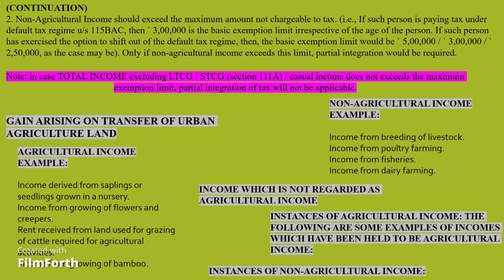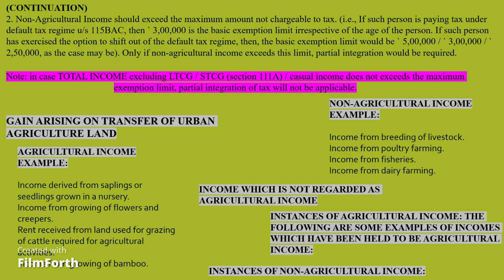Step 4. The sum so arrived at shall be increased by surcharge, if applicable, and reduced by the rebate, if any, available under Section 87A. Step 5. Thereafter, it would be increased by health and education cess at 4%.